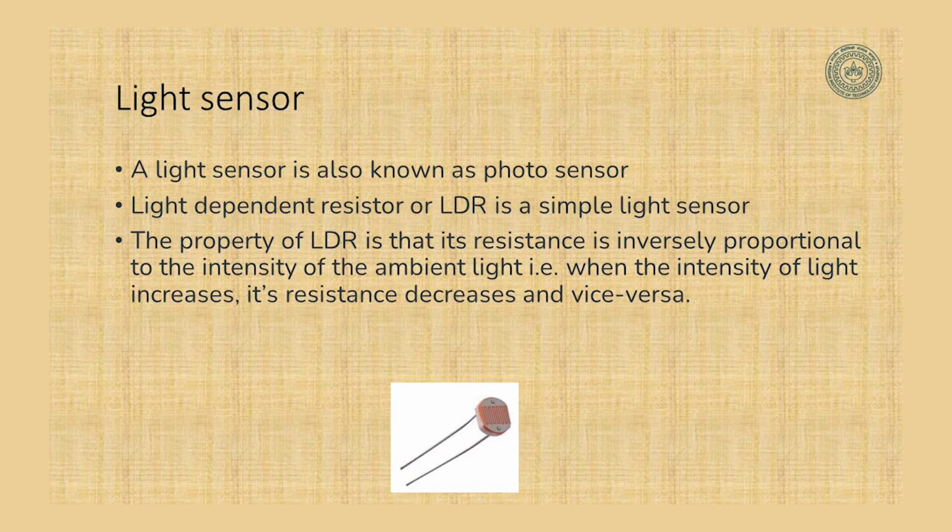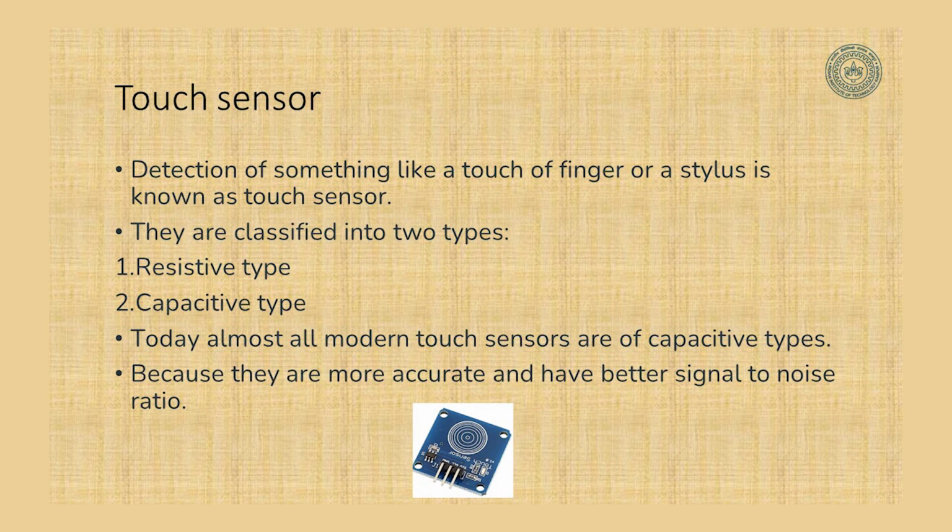I have got a few LDR sensors with me. If anybody needs an LDR sensor, do let me know. This is an LDR sensor. I have got a few touch sensors as well. Touch sensors detect something like the touch of a finger or stylus. They are classified into two types, resistive and capacitive. Today almost all modern touch sensors are of capacitive type. Capacitive types tend to be more accurate and have a better signal to noise ratio. If anybody needs a touch sensor, let me know.